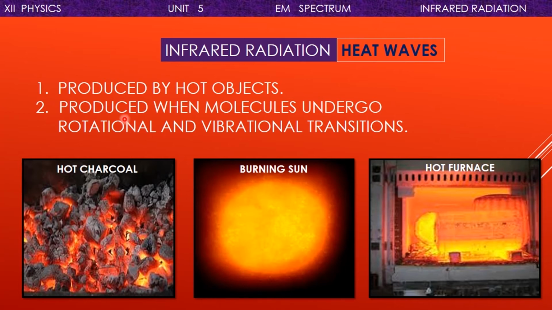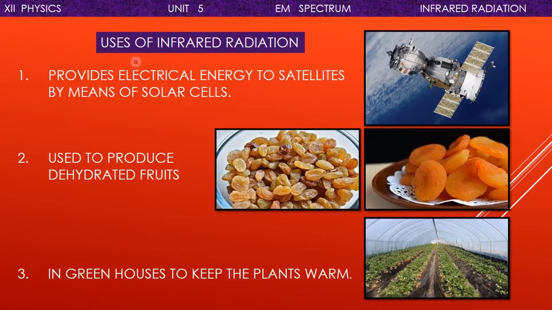Infrared radiations are produced when molecules undergo rotational and vibrational transitions. Uses of infrared radiation: it provides electrical energy to satellites by means of solar cells. The solar cells in the satellites use the infrared radiation from the sun to get energy.